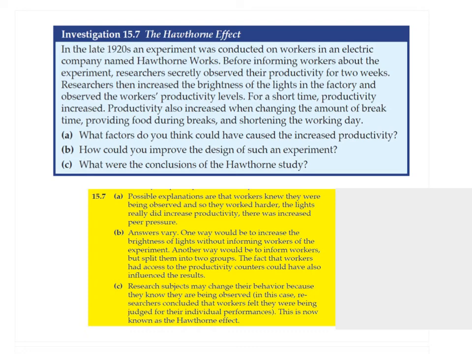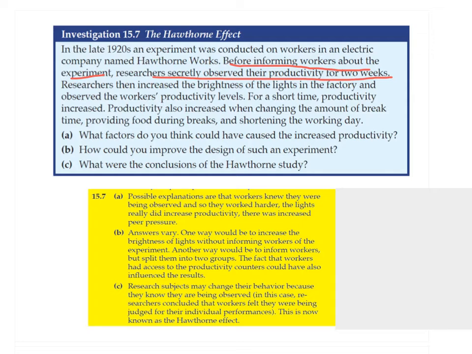One key thing to note about this scenario is that before they informed the workers about the experiment, the researchers secretly observed their productivity for 2 weeks. And so that gave them kind of a pre-test as to what their productivity was already like. After they did this though, then they informed the workers that they were going to be observing them.